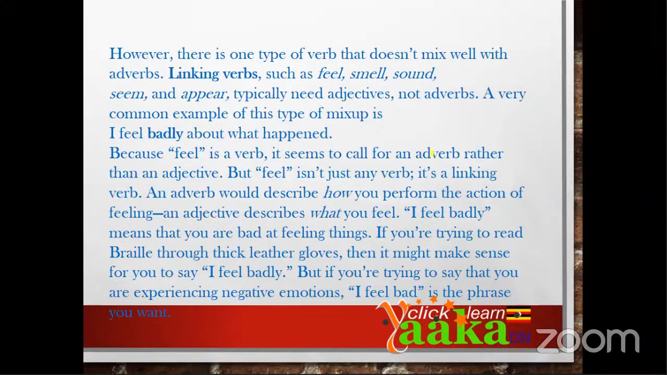Because feel is a verb. It seems to call for an adverb rather than an adjective. But feel isn't just any verb. It's a linking verb. An adverb would describe how you perform the action of feeling. An adjective describes what you feel. I feel badly means that you are bad at feeling things. If you are trying to read Braille through thick leather gloves, then it might make sense for you to say I feel badly. But if you are trying to say that you are experiencing negative emotions, I feel bad is the phrase.